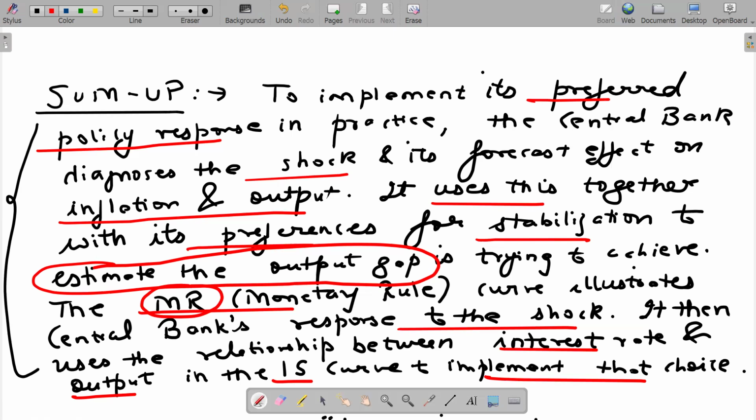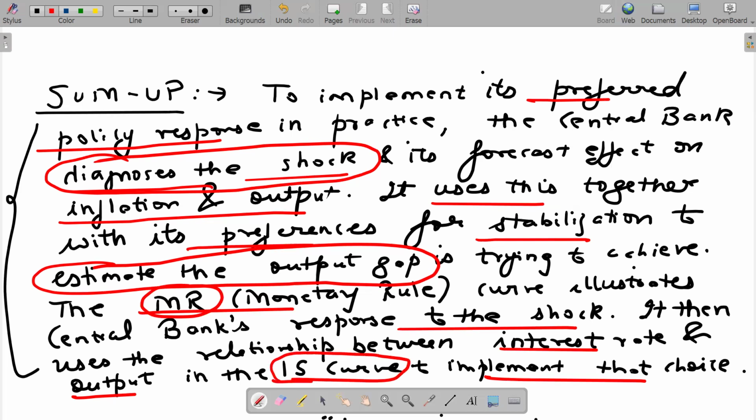The Phillips curve will be used by the central bank to diagnose the shock. In order to diagnose the shock, the central bank will use the Phillips curve, which will capture the behavior of the wage setters and price setters. To combat the shock, the central bank is going to use the IS. And the monetary policy rule will be used by the central bank to see the output gap and how the economy can be brought back to the equilibrium level of output and the targeted rate of inflation.